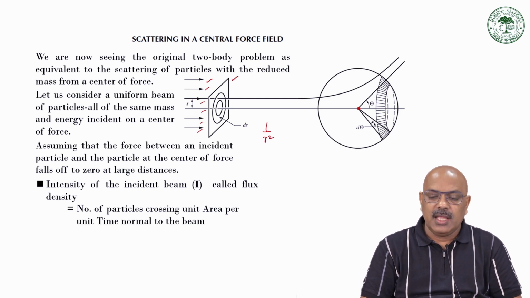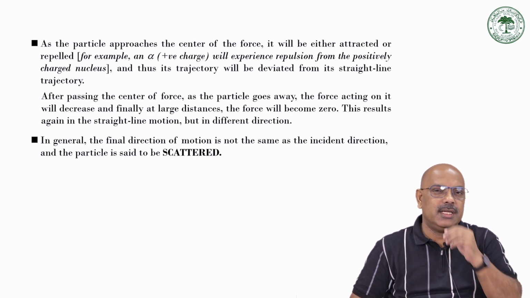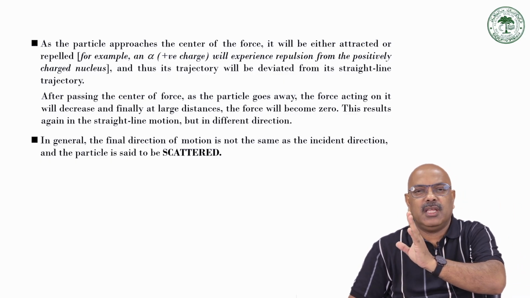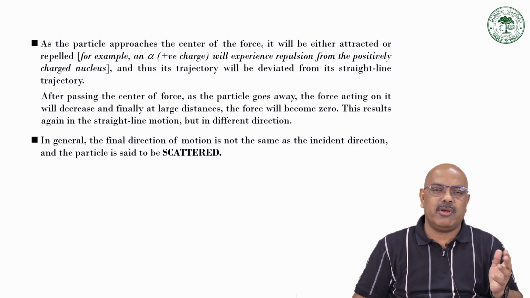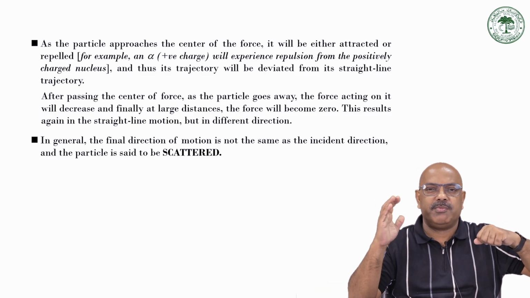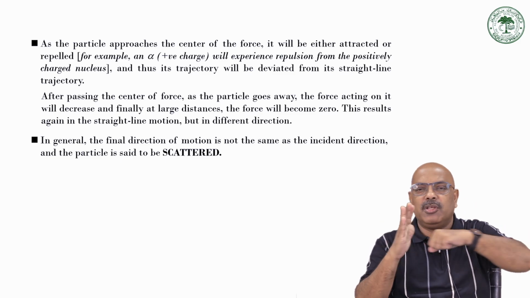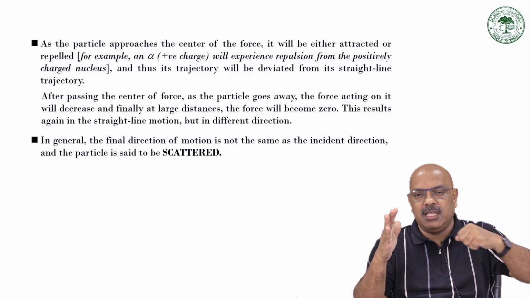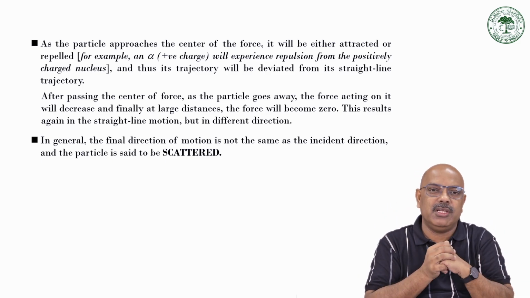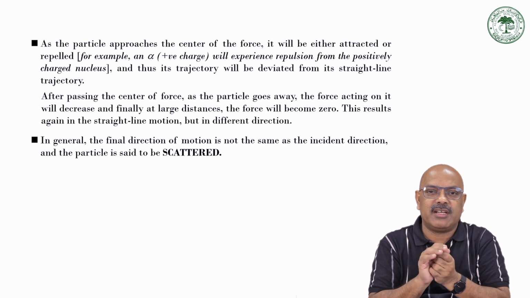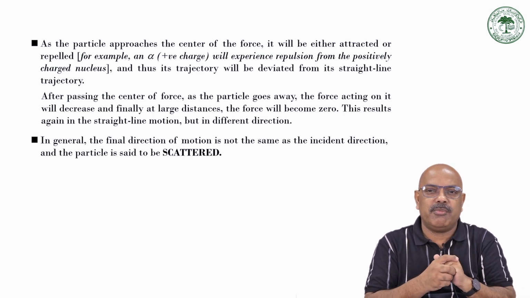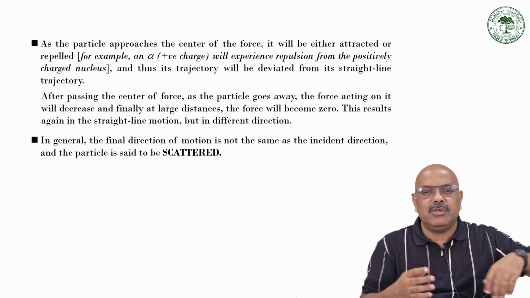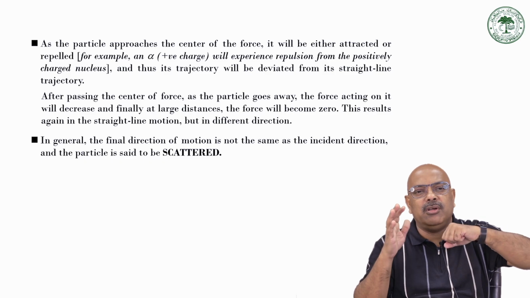Okay. The second consideration in scattering is that as the particle approaches the center of force, it will be either attracted or repelled. If it's a positive particle and this is a positive target, then it will be repelled back because of the same charges. If the two have different charges, then they will be attracted towards each other and have a collision. That will decide the trajectory. So depending upon the charge and the approach of the particle, it will either be repelled, scattered, or have a hit collision.